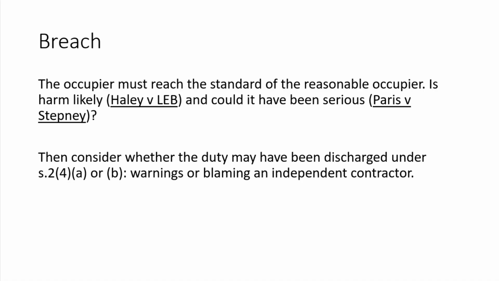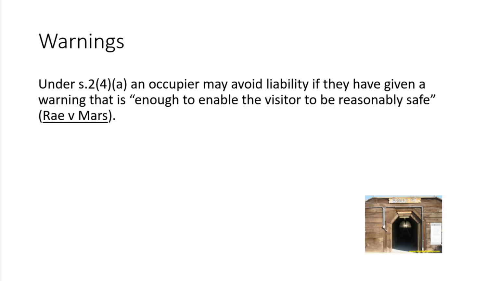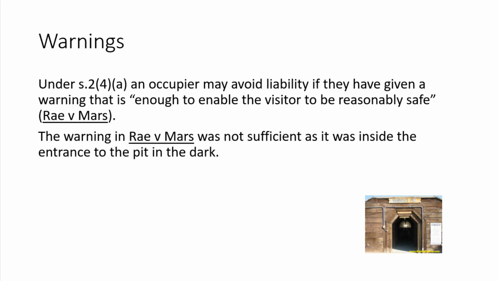Then you're going to consider whether, in fact, the occupier can say that they're not liable because either they've given a warning under section 2(4)(a) or they can blame an independent contractor under section 2(4)(b). So let's look at warnings first. A warning has to be enough to enable the visitor to be reasonably safe. And the warning in Roles v Nathan was not enough to enable a visitor to be reasonably safe, as it was inside the entrance to the pit and it was in the dark.